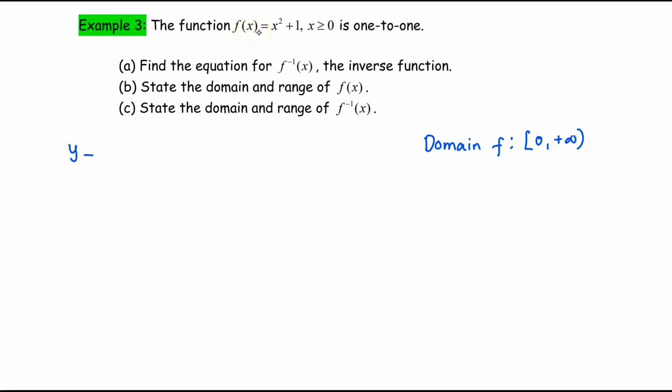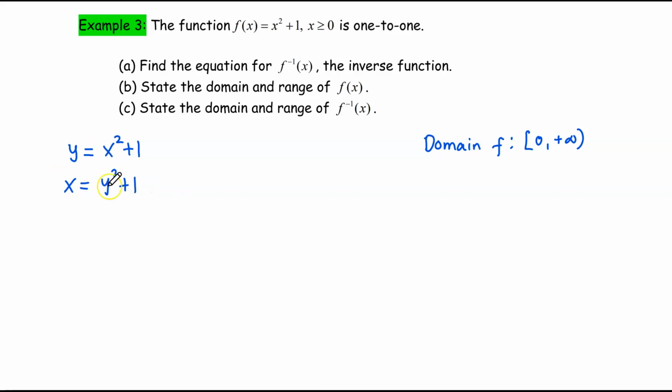So you have y equal to x squared plus 1. And then you replace x by y. So after you replace f of x here by y, the y here will be x and the x here will be y. So you have x equal to y squared plus 1.